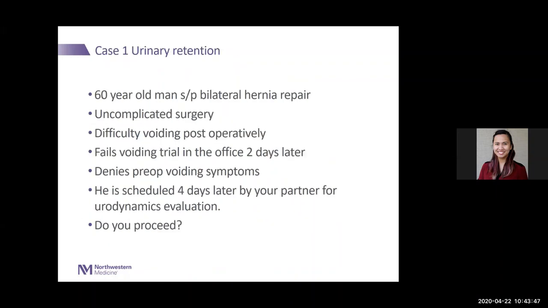Okay, so we're going to go to some cases now. Let me see how much time we have left. Where am I at? Okay, I think I have about 10 more minutes, so that's good. And then we'll stop for questions.